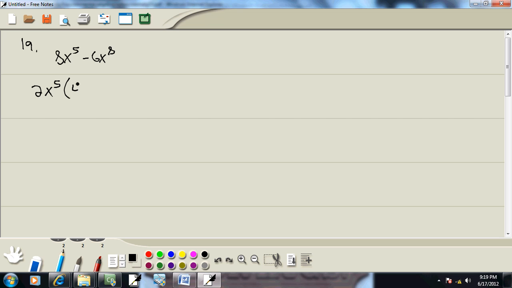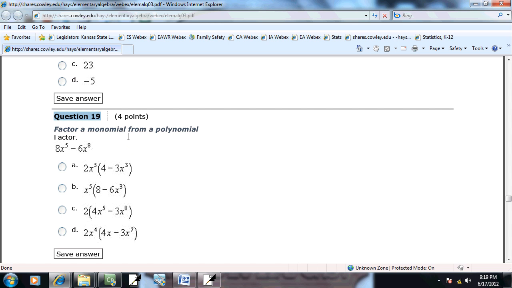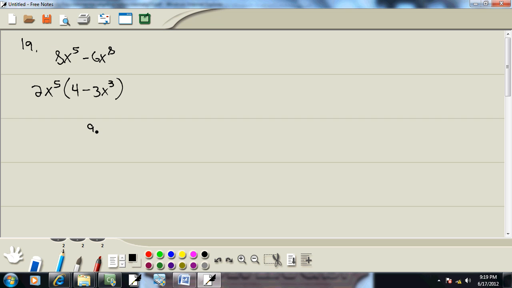Well, 8 divided by 2 is 4. I had 5 x's. I pulled all 5 away, so there's none left. Minus 6 divided by 2 gives you 3. I had 8 x's. I pulled 5 away, so that leaves me 3 x's. And that'll match: 2x to the fifth, times 4 minus 3x to the third.